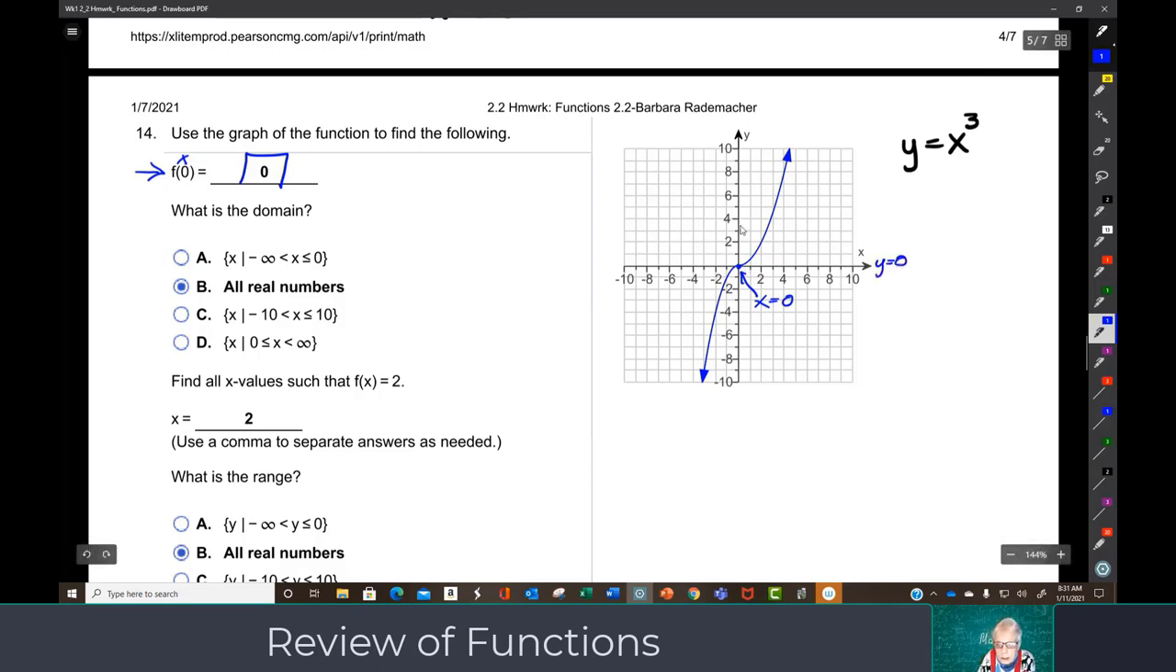You can tell 4, 3, 2, 1, what comes next? 0. And then negative 1, negative 2, negative 3, negative 4, and so on. So for this graph, if x is 0, then y is 0. And this is another way of saying the point 0, 0 is on the graph. But this is what they're looking for right now. If the x coordinate is 0, what is the y coordinate?